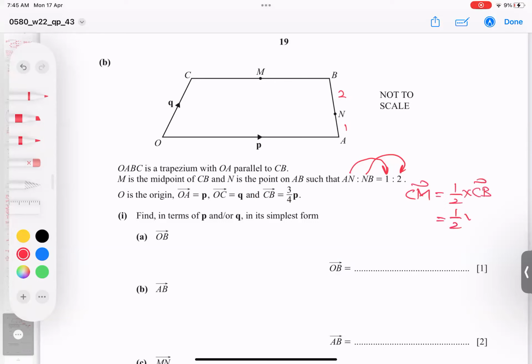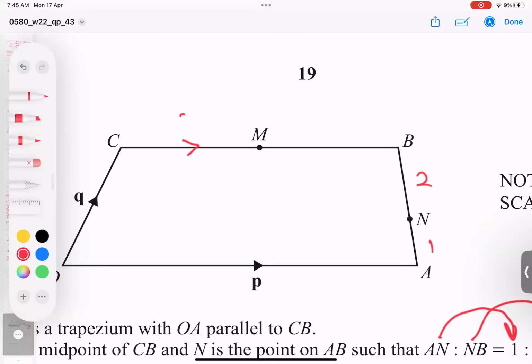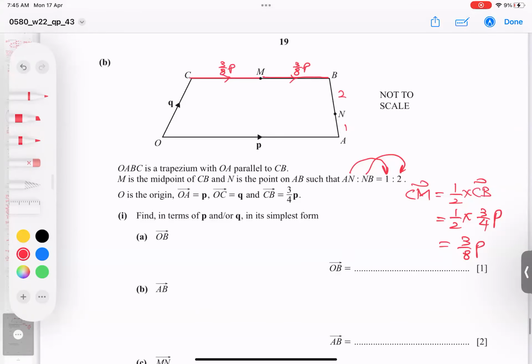And I'm writing the CB vector from here. So I'm writing 3 over 4 times 2p. And 3 ones are 3 and 2 fours are 8. I got 3 by 8 times 2p. So this is 3 by 8 times 2p, and this is 3 by 8. So it means this vector is the same and this vector is the same. And I believe this is very, very clear.